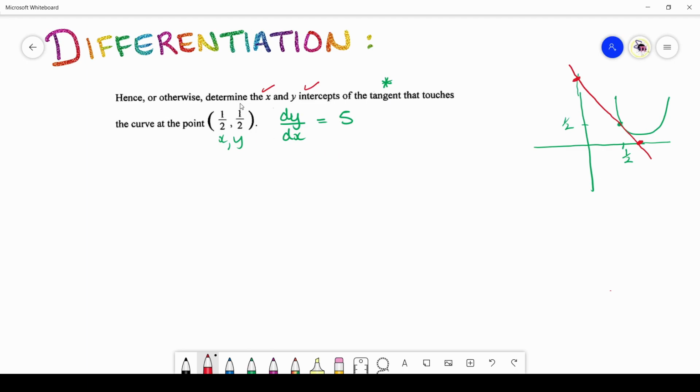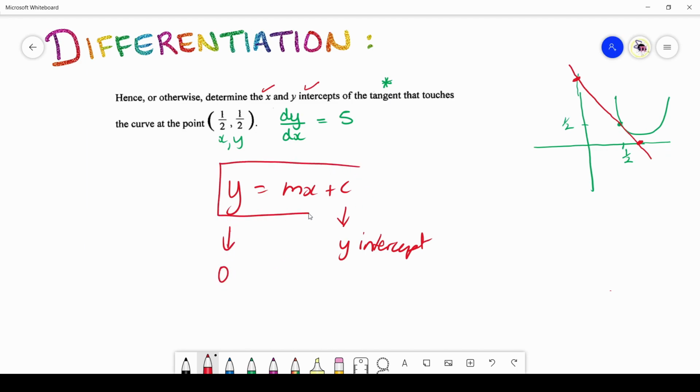So, hence or otherwise, determine the x and y-intercepts of the tangent that touches this curve at the point (a half, a half). So how can we go about doing this? Well, it would actually be very helpful if we knew the equation of that straight line. Because when you have the equation of a straight line, it's very easy to identify the y-intercept. That's simply whatever value c is. And your x-intercept just takes place when y has a value of 0. So if you knew the equation of your tangent, then you can find both the x and the y-intercepts. So we are going to use this knowledge to our advantage. And our first train of thought is, let's find that tangent. So let's do exactly that, shall we?